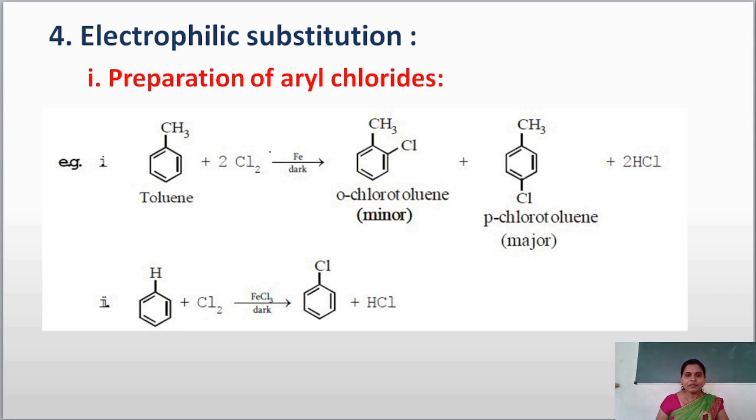Simply here, one hydrogen of this benzene ring is removed and replaced by chlorine, and here also there is replacement of chlorine, and therefore formation of HCl takes place. So this is about the electrophilic substitution reaction, and here we form the aryl chloride.